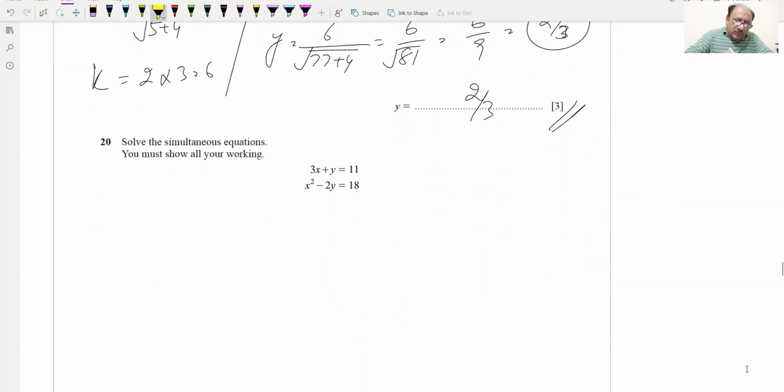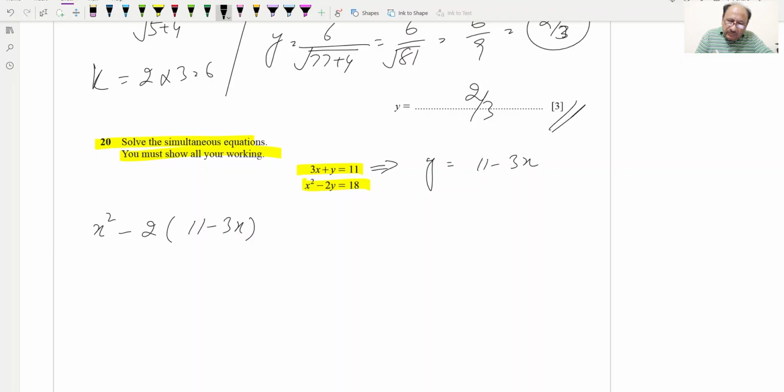Hopefully you understood this. Now this question number 20 is simultaneous equation. One is linear, other one is quadratic, so non-linear. So we can basically find the value of y from the first equation. This will be minus 3x plus 11, or we can write 11 minus 3x, and this value we will be replacing in the second equation. So x squared minus 2 into y, which is 11 minus 3x, and this is equal to 18. We can open the brackets, x square minus 22 plus 6x is equal to 18, or we can write minus 18 is equal to 0.